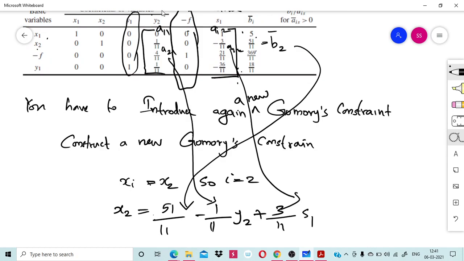So this will be y1. Previously we have y1 and y2, which are the non-basic variables in the previous case. But in this case we have the non-basic variables as y2, right? That means y1 is not in this column here. So y2 is a non-basic variable and s1 is also a non-basic variable.